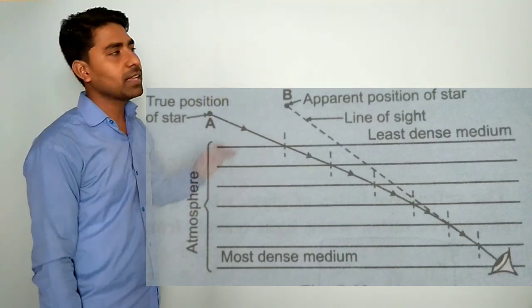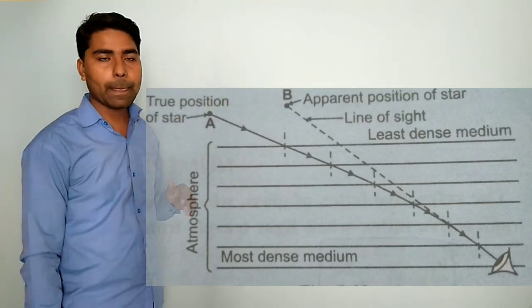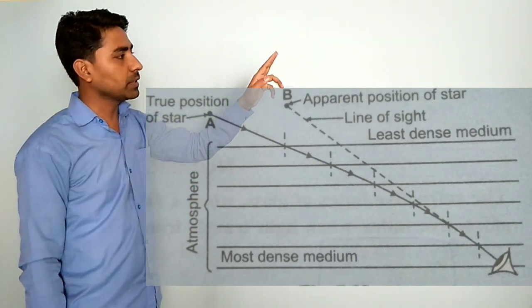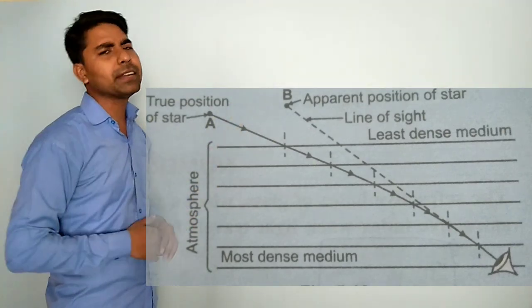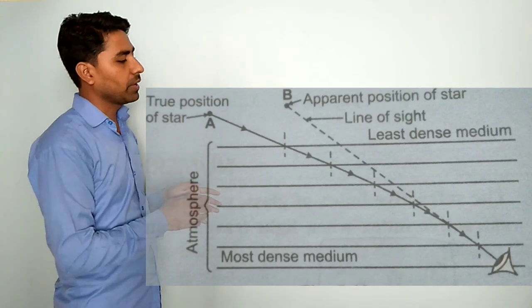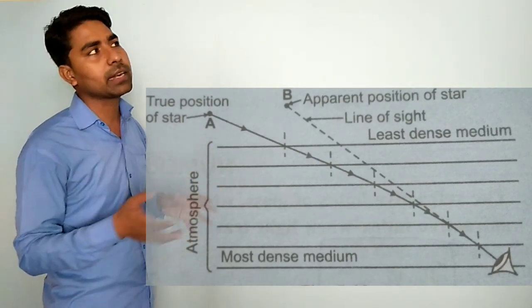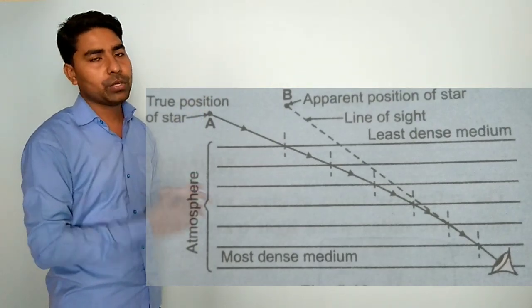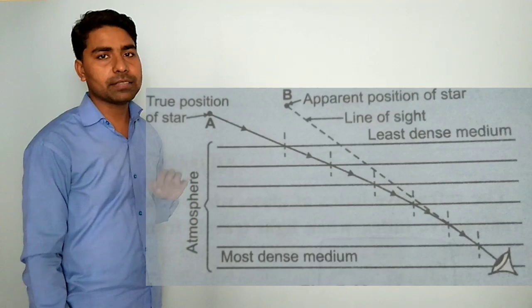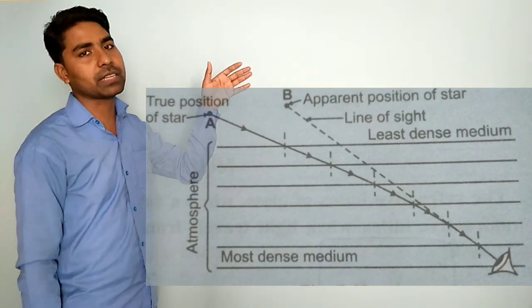Different densities mean that when the light goes from denser to rarer, it bends away from the normal. So the light ray does not come straight; it bends again and again because of the different layers. And when we receive this ray, what will we observe? Our brain will assume that the light ray always comes straight.